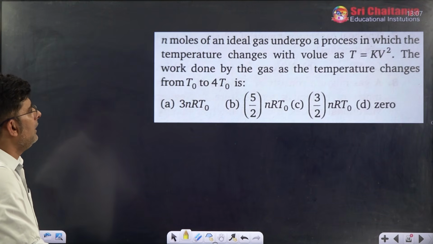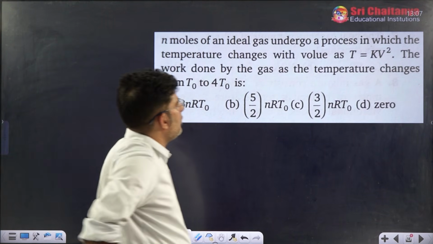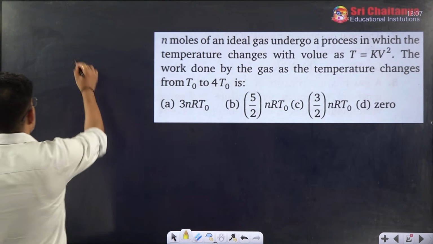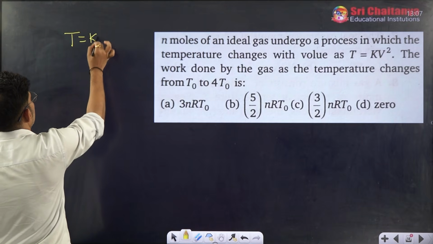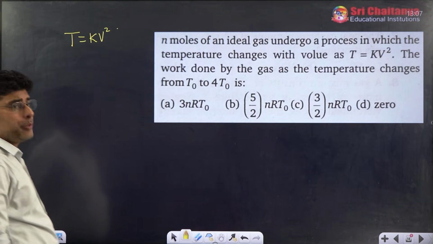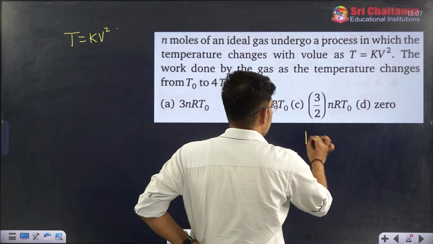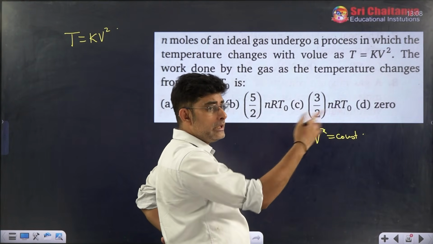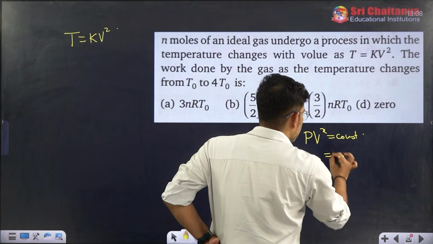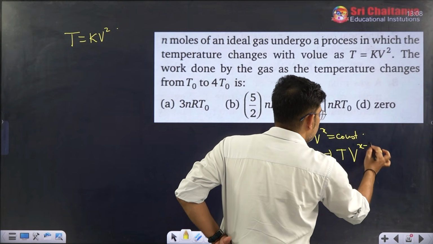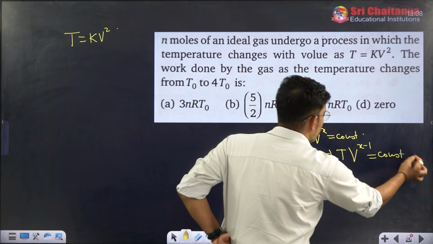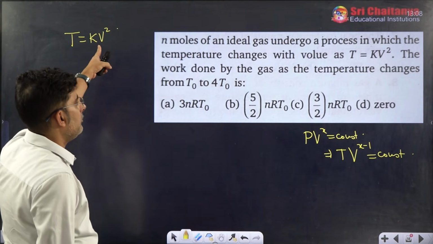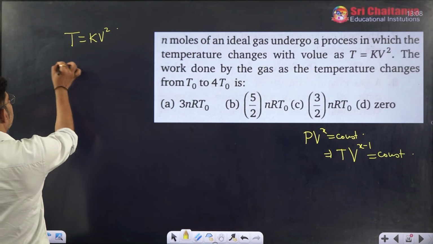Next, n moles of an ideal gas undergo a process in which the temperature changes with volume. Now they have given a temperature and volume relation. So if they give T is equal to kV square, try to write it in polytropic form. Remember, in a polytropic process we have PV to the power x is equal to constant. And if you put P is equal to nRT by V, which I told earlier also, this can also be written as TV to the power x minus 1. In two ways you can remember polytropic, PV to the power x or TV to the power x minus 1. They have given T and V, so we can write this form here.